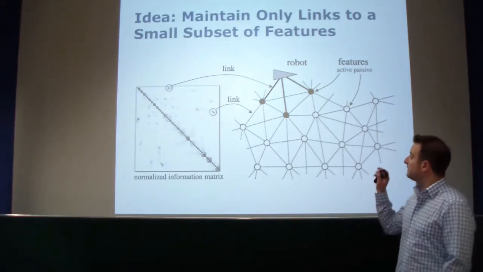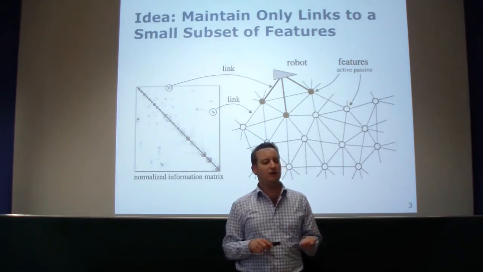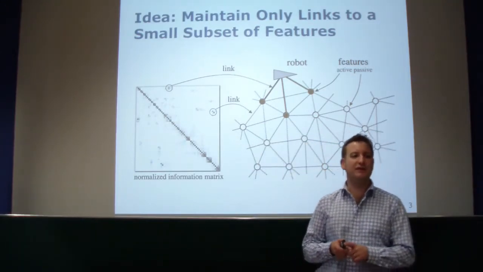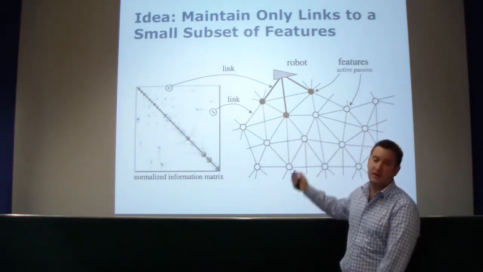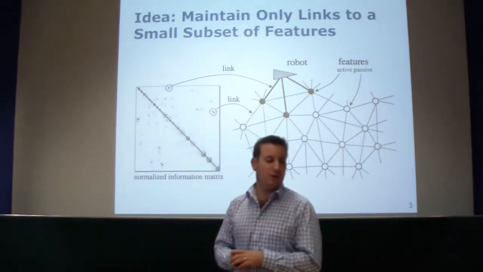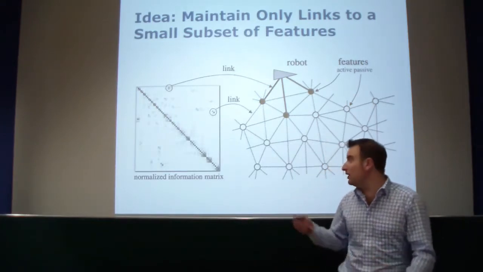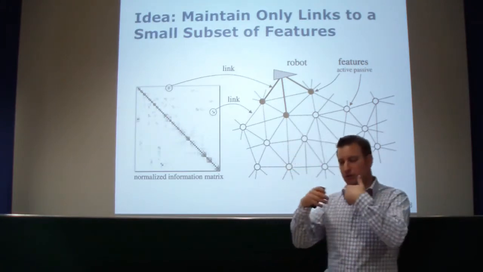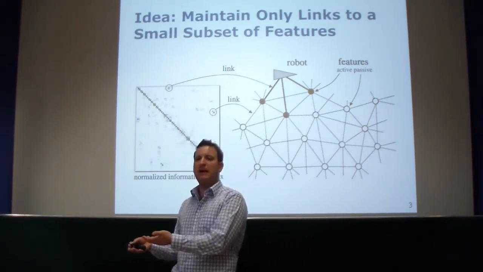One of the key insights in the sparse extended information filter was to maintain only the links between the robot and a small subset of the landmarks. So you have the robot's pose and a few nearby landmarks, typically landmarks the robot observes plus some more, so it's typically a constant number one uses here. And one only does the expensive operations on this small subset of so-called active features. Whenever the robot moves on, some of the features become passive and some new features become active.